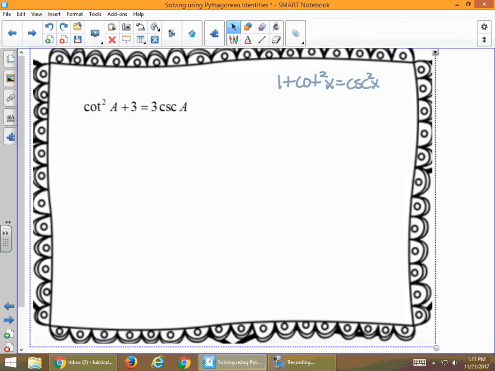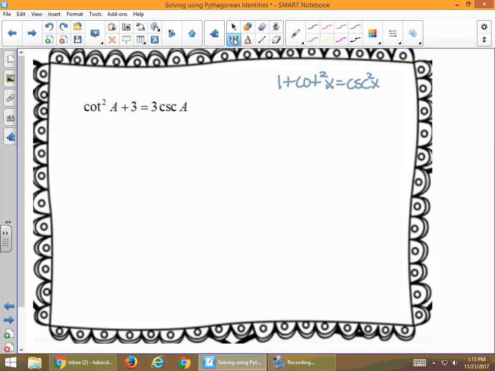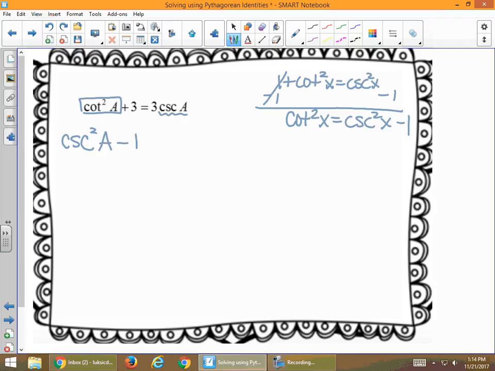We're going to leave our singlet alone and substitute in for the square. Leave the singlet alone, substitute in for the square. So what can I put in for cotangent squared? Well, what math do I need to do over there? Is it cosecant squared minus 1? Yes. Subtract 1 from both sides on that identity. And that's what you can substitute in. So cotangent squared is the same as cosecant squared minus 1. And then the rest of our problem is going to stay the same. Plus 3 equals 3 cosecant of A.